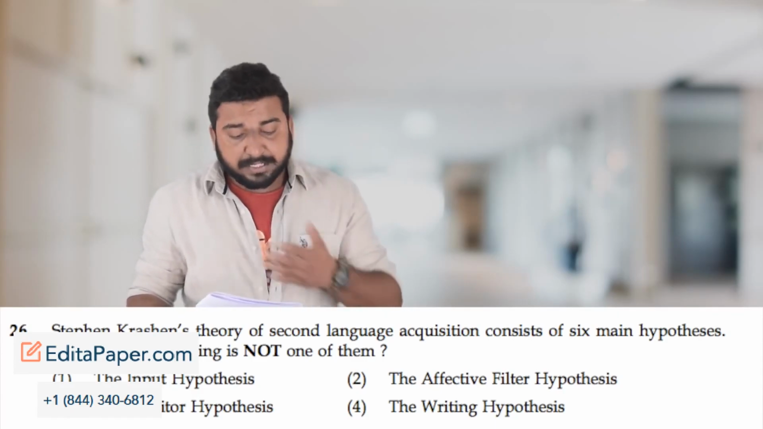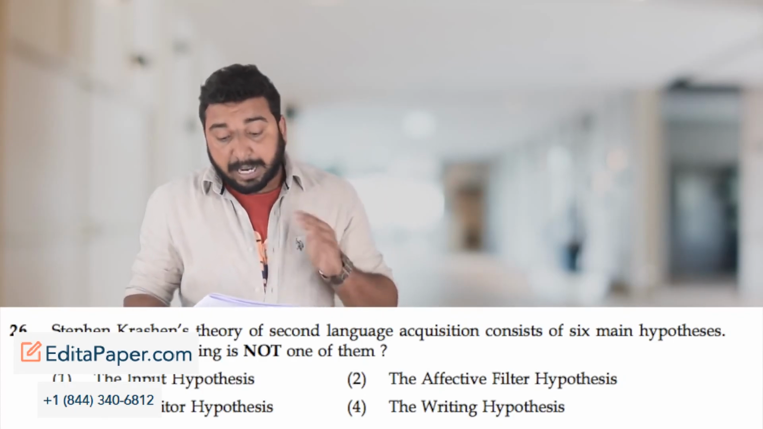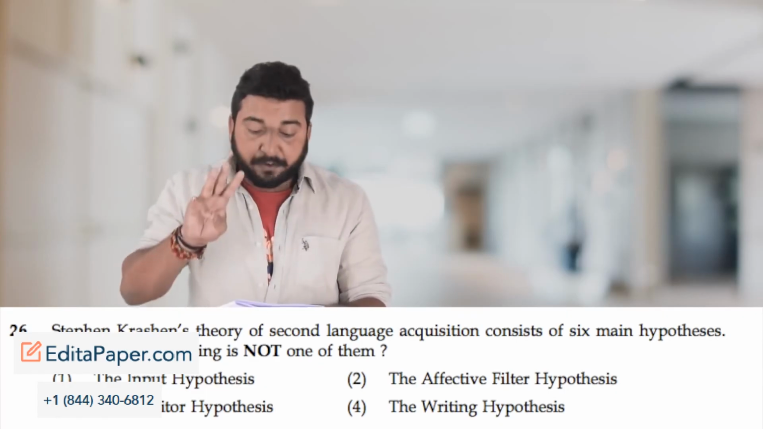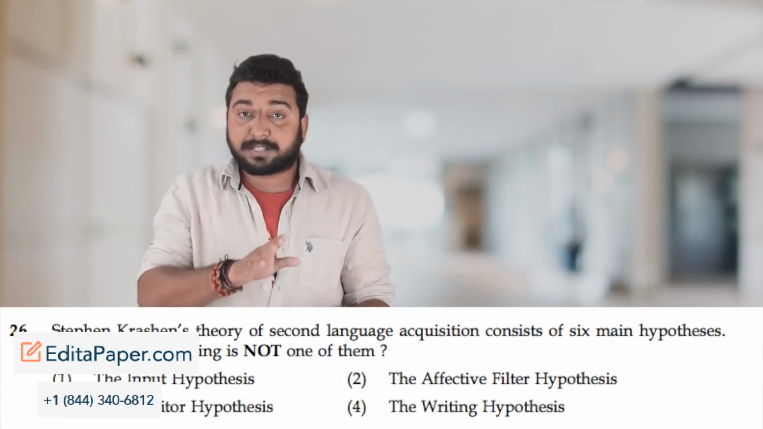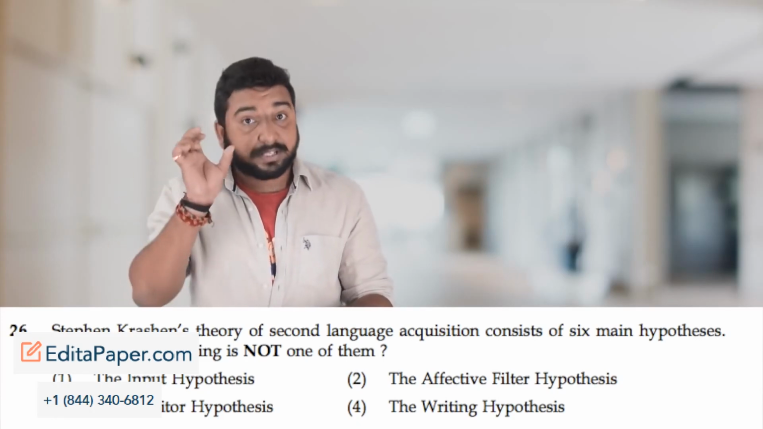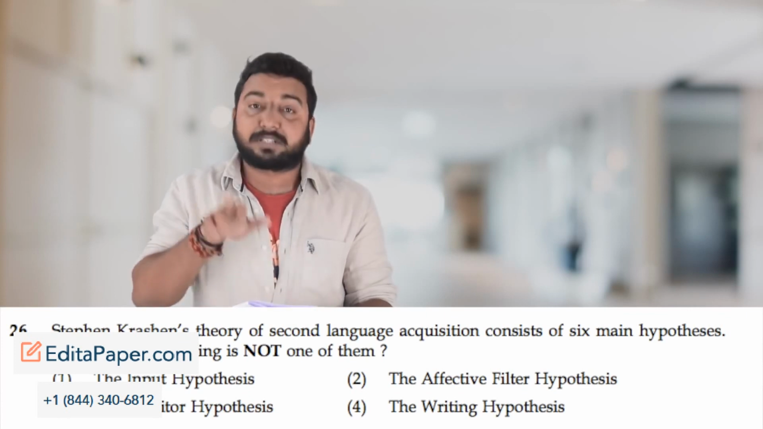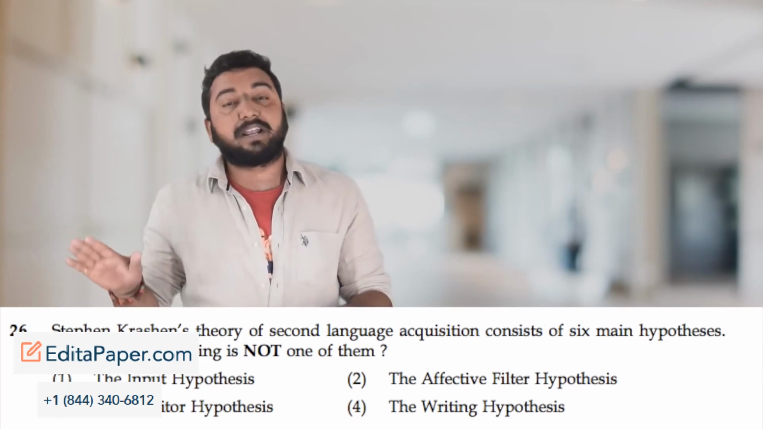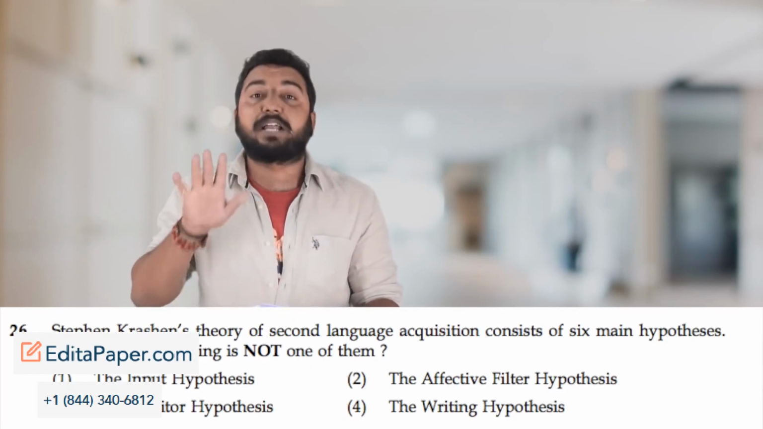The input hypothesis, it's there. The monitor hypothesis is there. Then we have the affective filter hypothesis. Yes, 3 of them are absolutely right. You can also go for the natural order hypothesis. Reading hypothesis, which is called the sixth hypothesis, as the option, the writing hypothesis is totally wrong. You can go for the acquisition-learning hypothesis, reading hypothesis, input hypothesis, monitor hypothesis, and the last one, the natural order hypothesis. So that's how you have to go for these things.